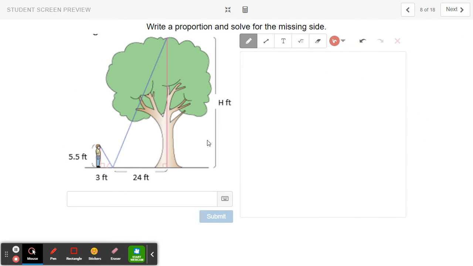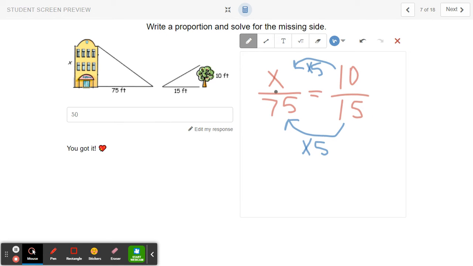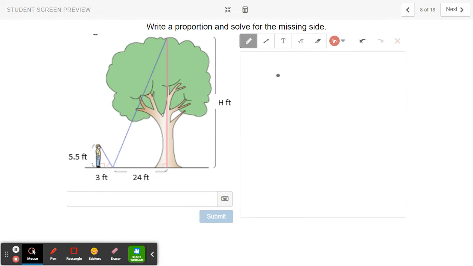All right, same thing. Let's set up a proportion. Make sure you keep the order the same. It doesn't matter if you want to start with base and then do height, as long as it's the same the other way as well. It also doesn't matter if you did x over 75 equals 10 over 15, or if you did 10 over 15 equals x over 75, that also does not matter. So I'm going to do 5.5 over 3. So height over base equals height. We have our variable h. You can really use any variable you like, over 24.